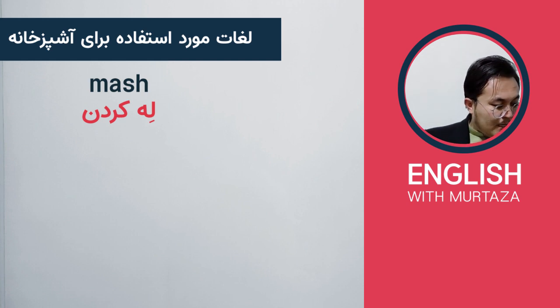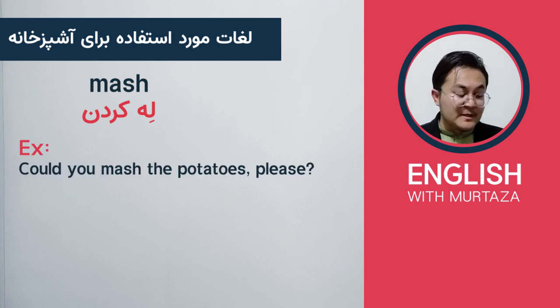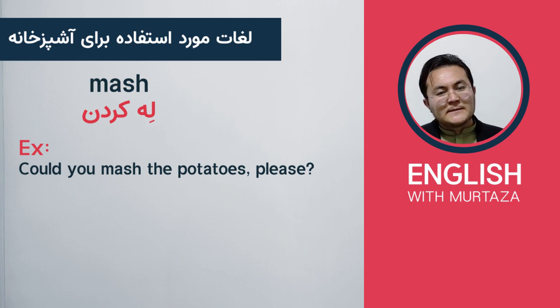Right. How to use in a sentence? در جمله چی رقم استفاده میکنیم؟ Could you mash the potatoes please? میشه شما کچالو رو پوره کنین؟ له کنین؟ Right?